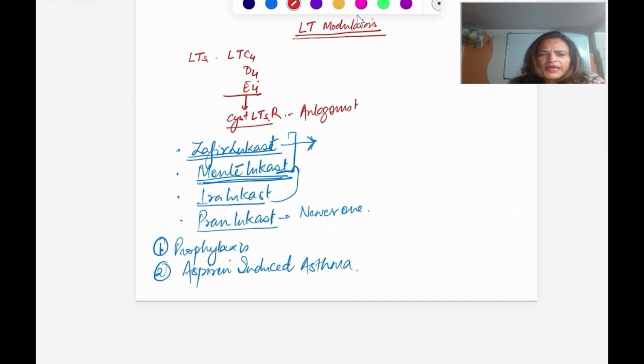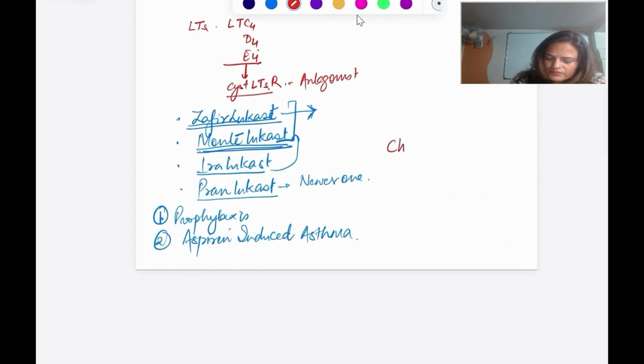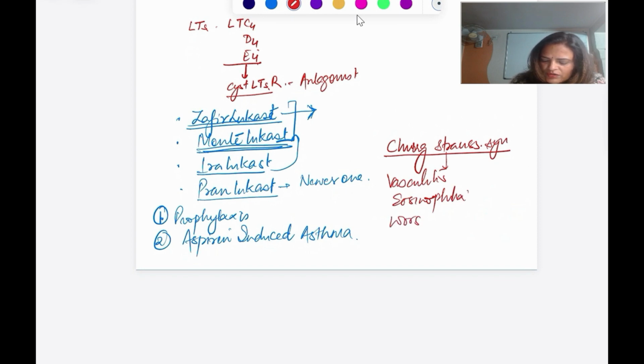Now what are the important side effects with this? Important side effects are related to the headache, GI distress, and one important side effect which is reported with this is Churg Strauss syndrome. What is this? इसमें patient को होता है, patient will be having vasculitis, eosinophilia, and then there is a worsening of asthma.